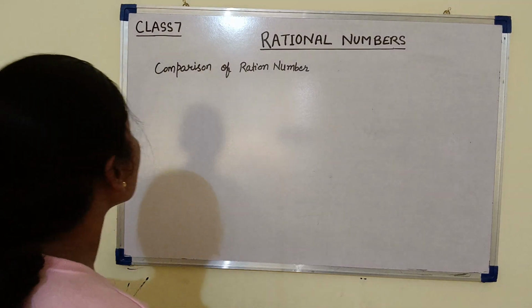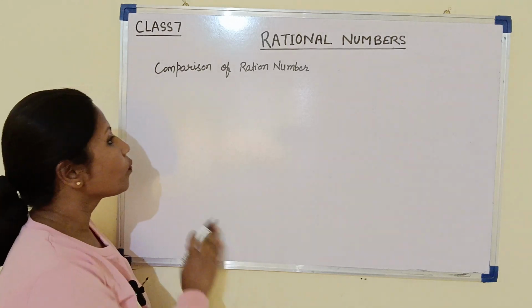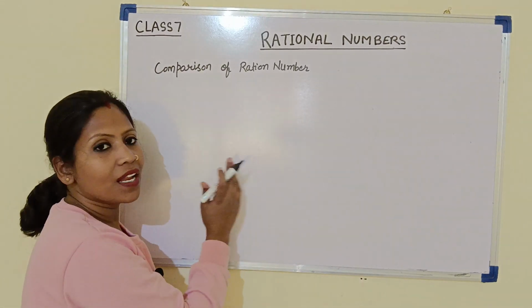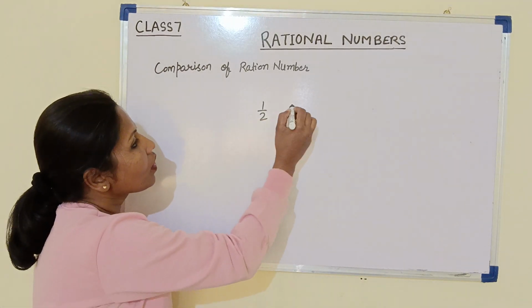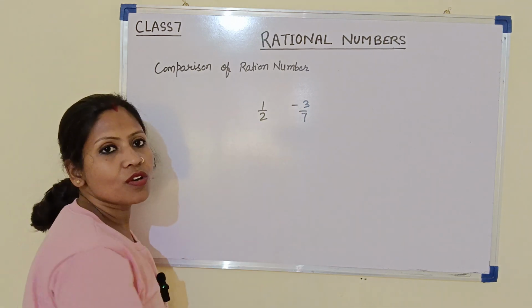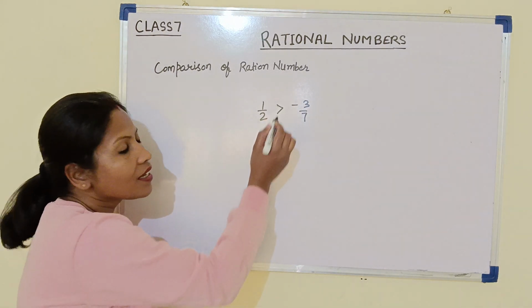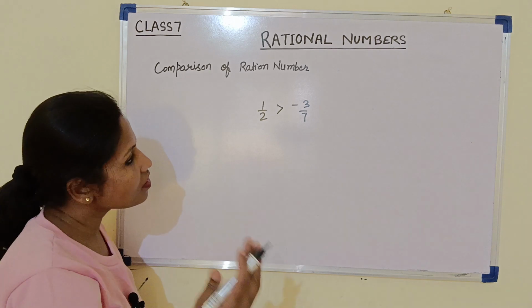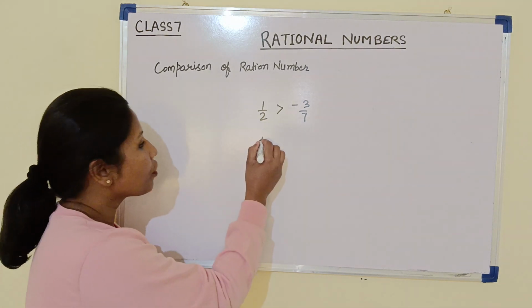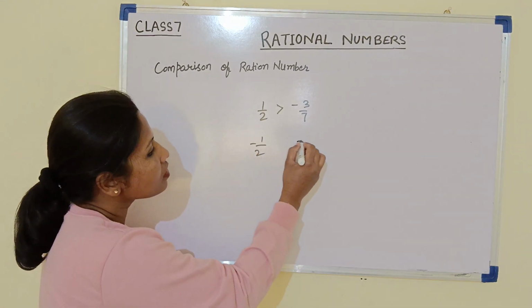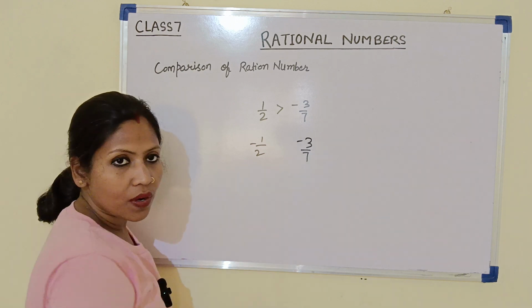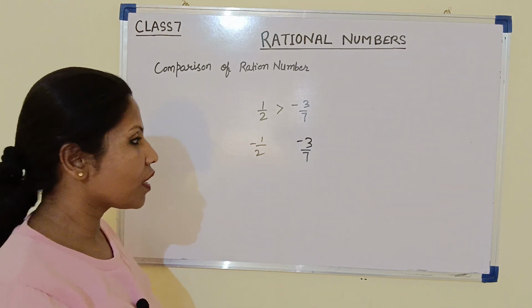So we will learn about comparison of rational numbers now. First, if there is a positive rational number and a negative rational number, then positive will always be greater than negative. Okay, this is the first concept. If there are two negative rational numbers, then you have to compare.